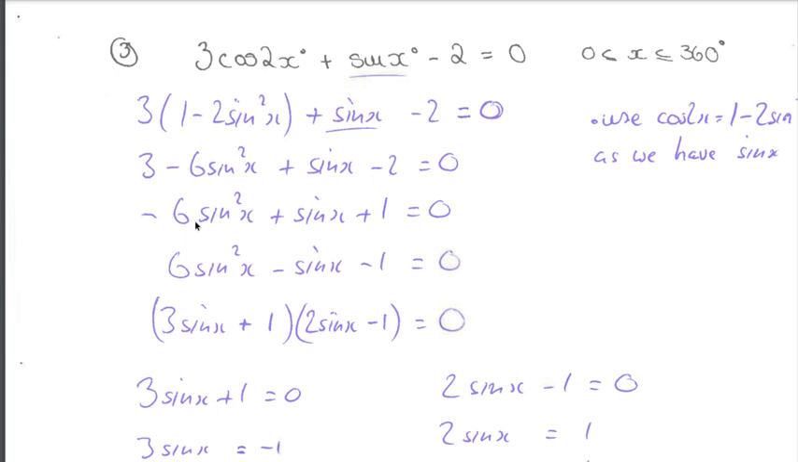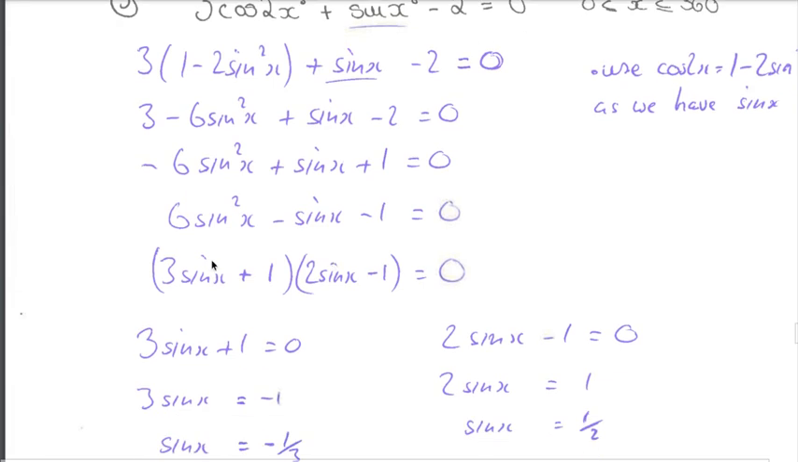Before factorizing, I would essentially move every single term to the right-hand side, which is going to make 6 sine squared x minus sine x minus 1. It's just so much easier to factorize a quadratic with a positive coefficient of the squared term. Basically, make sure this number is positive. So again, you've done lots of factorizing for practice. So this would come out as 3 sine x plus 1, bracket 2 sine x minus 1. So we need to solve both of these brackets equal to 0.